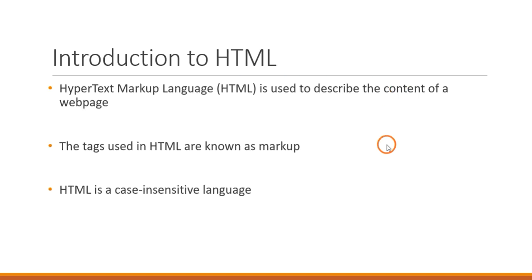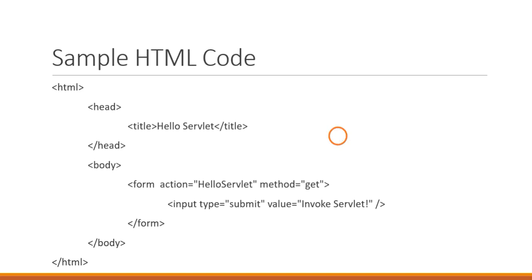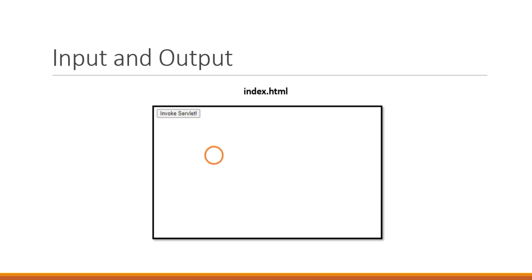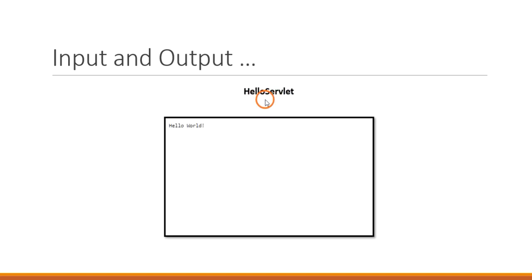Let me show you the output of the program. In the program, we are going to create a simple HTML web page where we display a button, and the button says invoke servlet, that is, execute the servlet. The file name will be index.html, and another file will be HelloServlet, which is our servlet Java file. In the servlet file, we are simply displaying a hello world message.